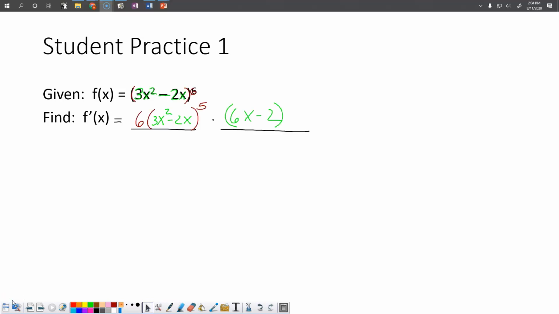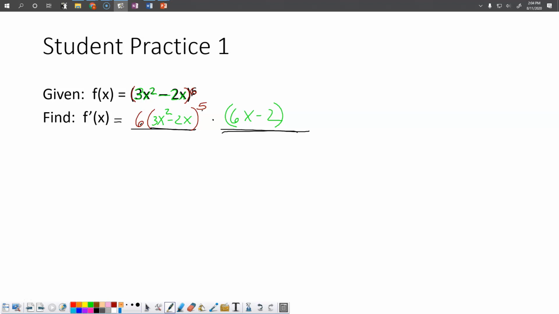Okay, so my inside function is 3x squared minus 2x. The outside function is in red there, and that's something to the 6th power. So to find the derivative of the inside, the green part, just apply the power rule to both of those pieces, and you get 6x minus 2. The derivative of the outside, you're going to move the power to the front. You're going to take 1 off the power, and that gives you 5. And we do not change the inside for that particular step.